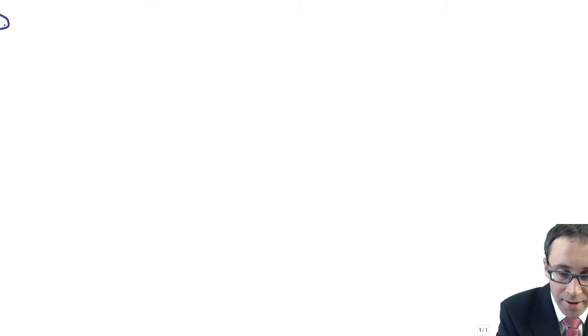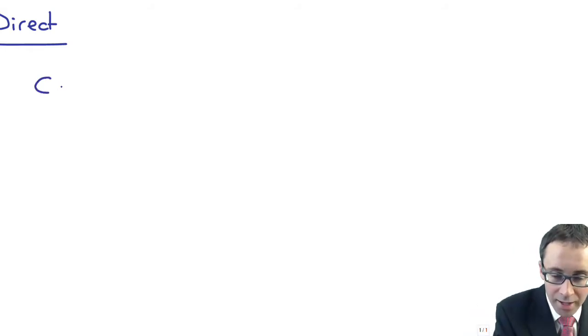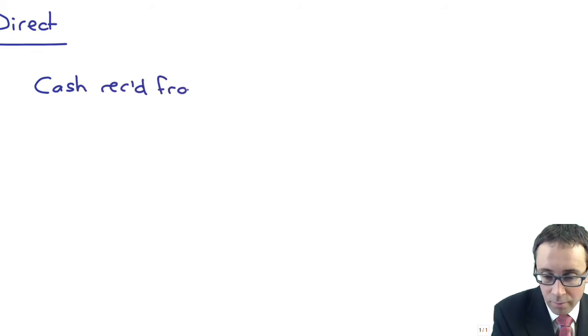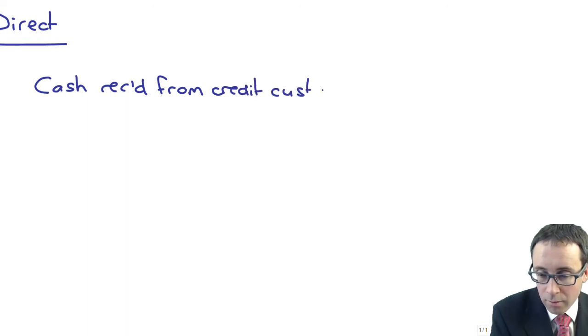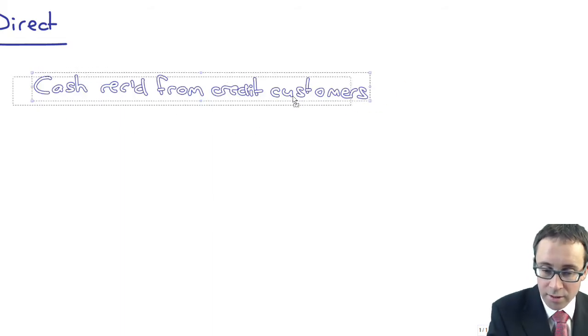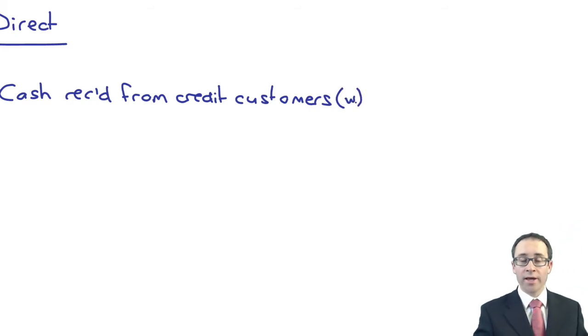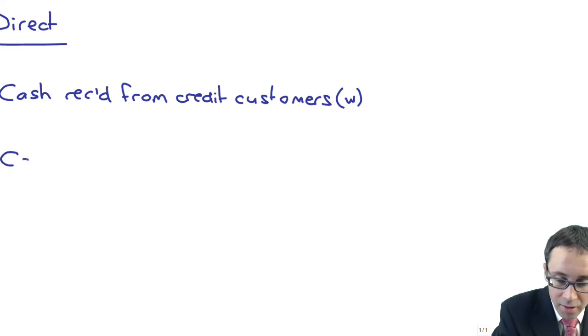So if we're looking at things based upon the direct method, then first of all we will need to look at the cash that we've received from our credit customers. There is no cash just from cash sales, so we'll do that as a working. You've then got your cash paid.